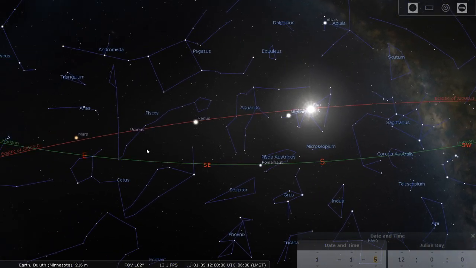Right next to one of the largest constellations in the sky is one of the smallest constellations in the sky, Aries. Aries is right here. It's only 4 stars. I'm sorry if you're in Aries. This is a goat.